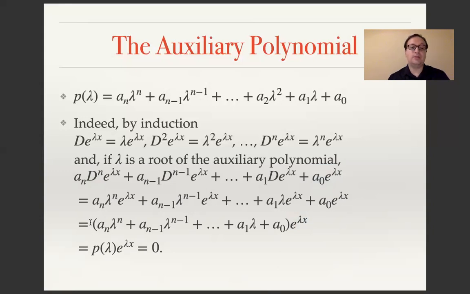But this expression is nothing but the auxiliary polynomial. So a_n lambda to the n plus a_{n-1} lambda to the n minus 1 plus etc. all the way to a_0 is the auxiliary polynomial applied to lambda. So then if p of lambda is 0, if the auxiliary polynomial applied to lambda is 0, then this whole expression becomes 0. So indeed, if lambda is a root of the auxiliary polynomial, then e to the lambda x is a solution of the equation.